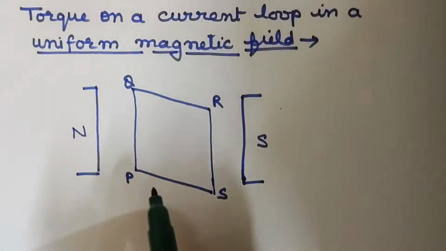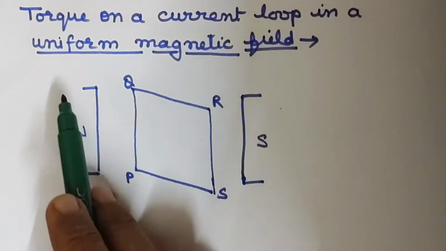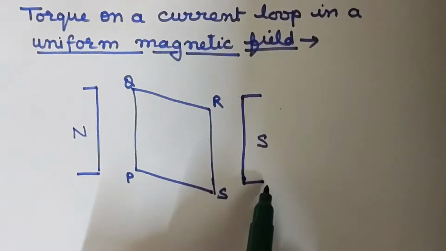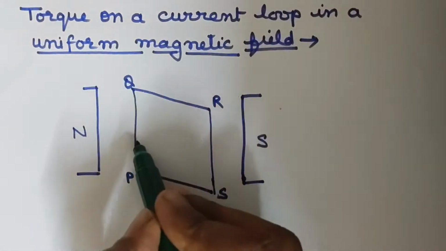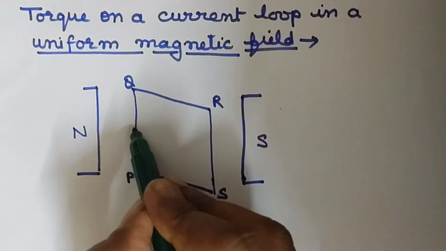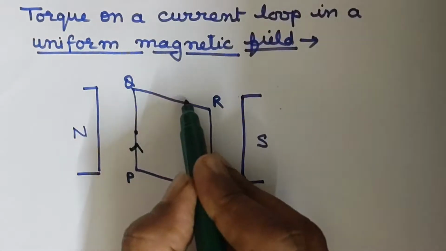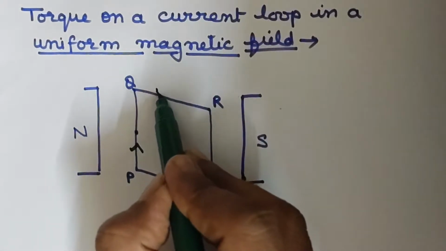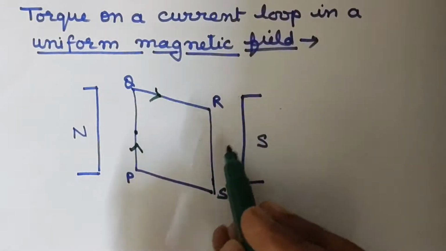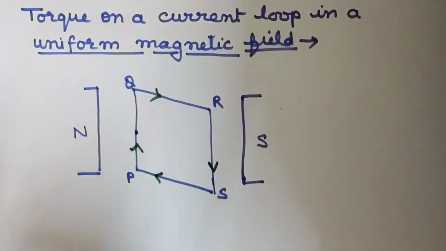This is a coil PQRS, and this is placed in between the poles of a magnet, north and south. So direction of magnetic field, suppose at this point, and this is current carrying. So first we will draw the direction of current. This is the direction of current, and like this.